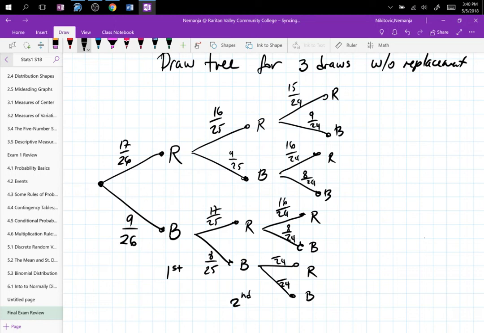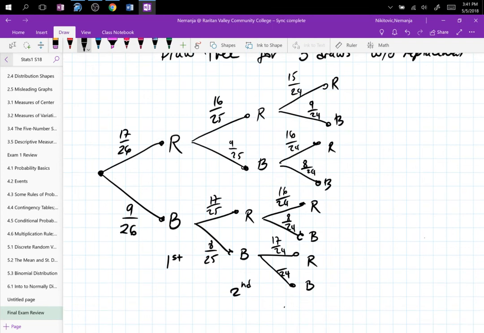The next branch is going to be black, black, and then red, black. So first one was black, second one was black, and then all of the red ones are still in the game because I picked the black first time and I picked the black second time. So all 17 of red ones are still in a draw. And now this one goes 9, 8, and then 7. It should not be 16.